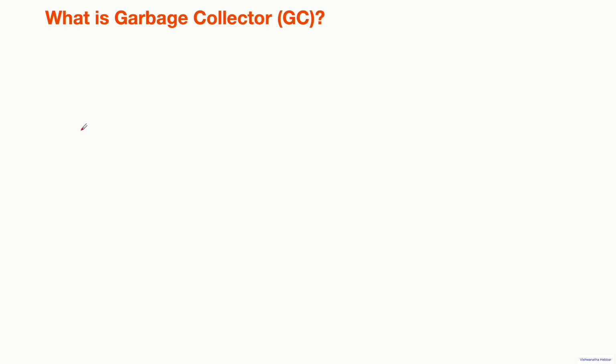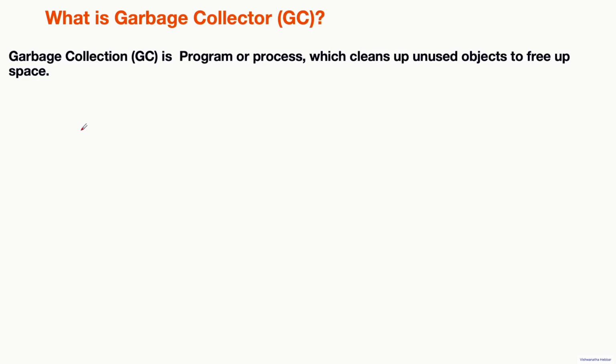Let us understand what is garbage collector. A garbage collector, or GC, is a program or a process which cleans up unused objects to free up the space. Basically, it cleans up the unused objects. When you clean up the unused objects, it will release some memory space for other objects.